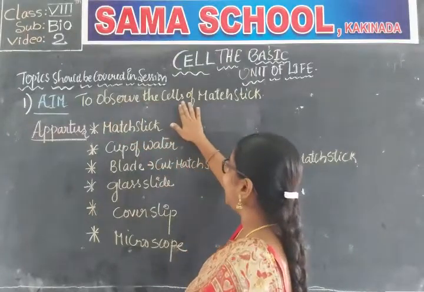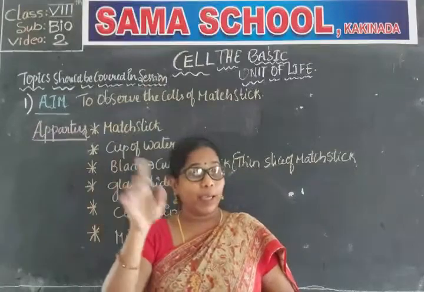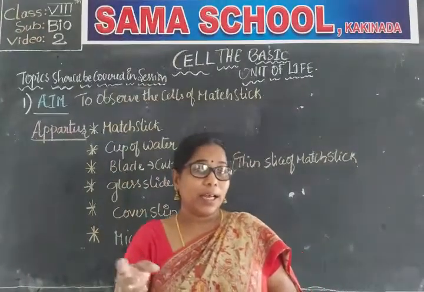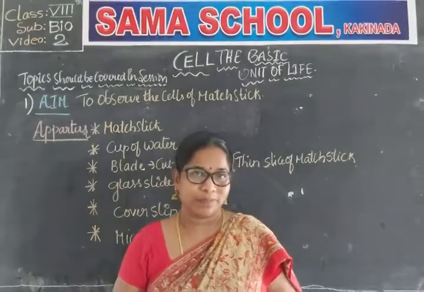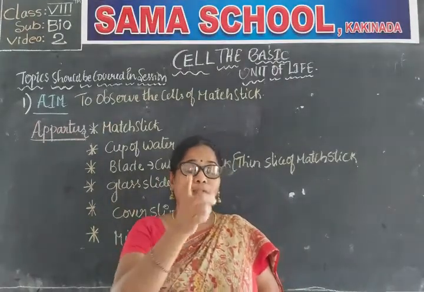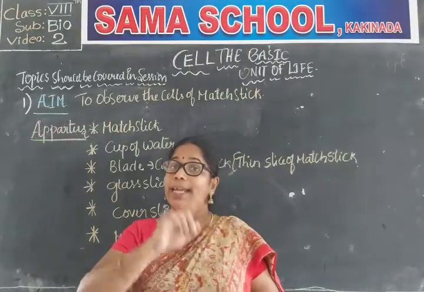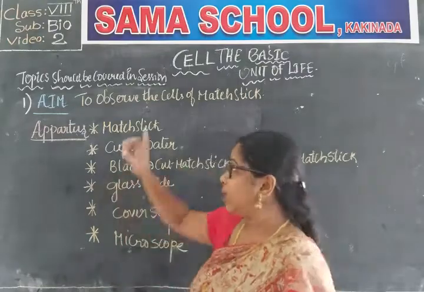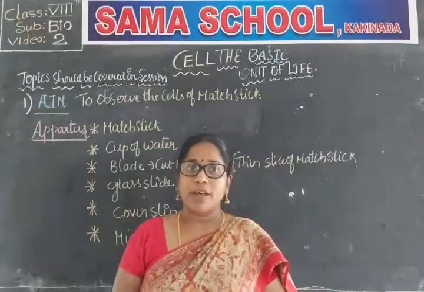To observe the cells of mastic. This is an experiment. Even they may give the question in that way. Here we do a similar experiment like Robert Hooke. Similar experiment means the experiment which was done by Robert Hooke on the bark of an oak tree. Here, instead of the bark of an oak tree, we are taking mastic to observe the cells of mastic.